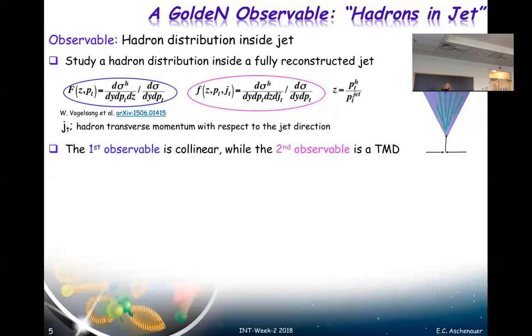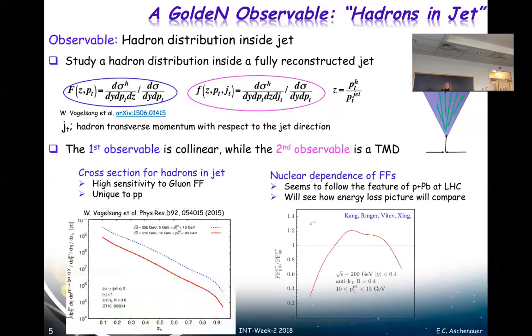You can define this, actually by several papers by now, I think one of the original ones was by Bernhard, where you define these functions here, where the first observable is collinear, and you can basically measure a fragmentation function, and the second one is like a TMD, because you have this jT, which is the pT of this hadron with respect to the jet axis, and which you can then look at for TMDs. There have been predictions for cross-sections for hadrons in the jet, which are sensitive to the gluon fragmentation, and I will show you what we can do here. There are calculations for 200 and 500 GeV, and also for nuclear dependencies by Zhong-Bo and colleagues, where you see how the fragmentation, if you look at pA to pp, is predicted to be modified.